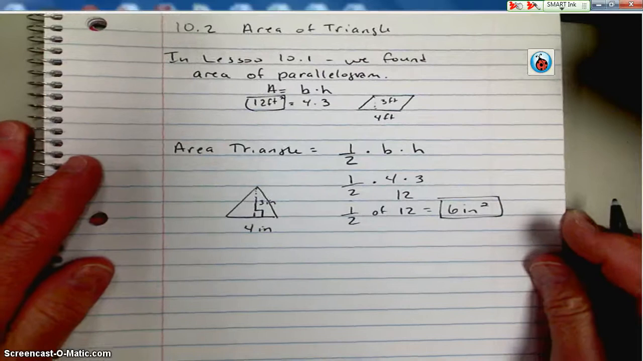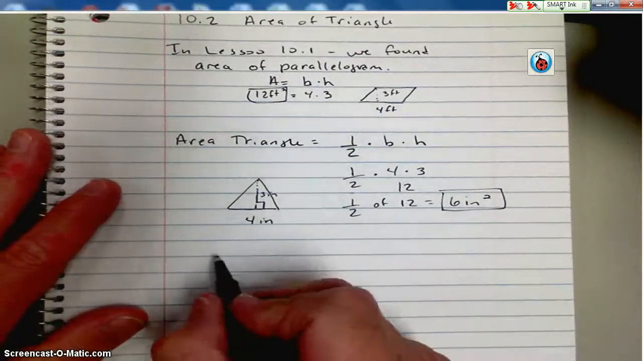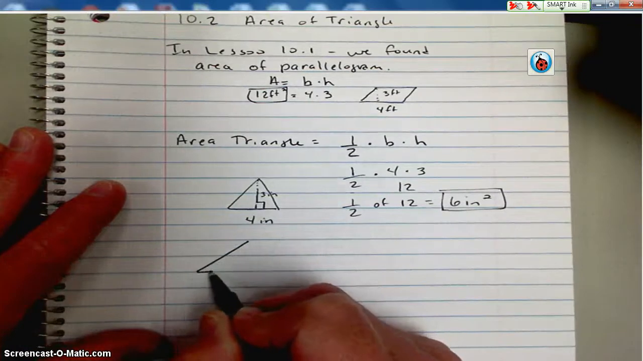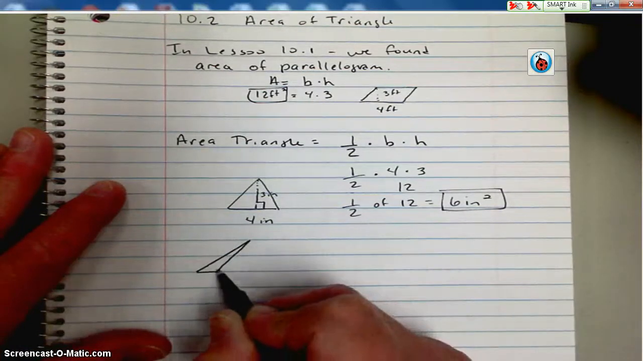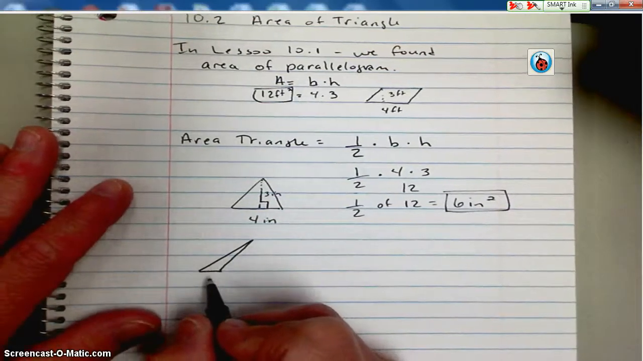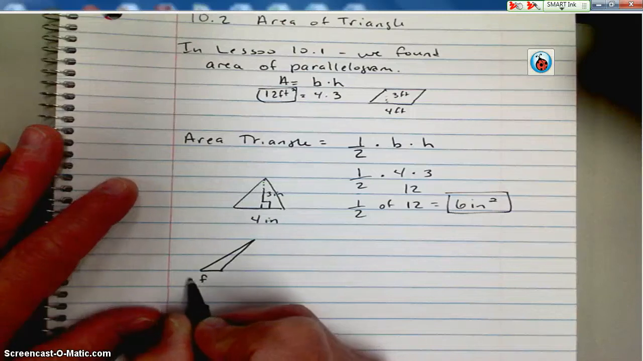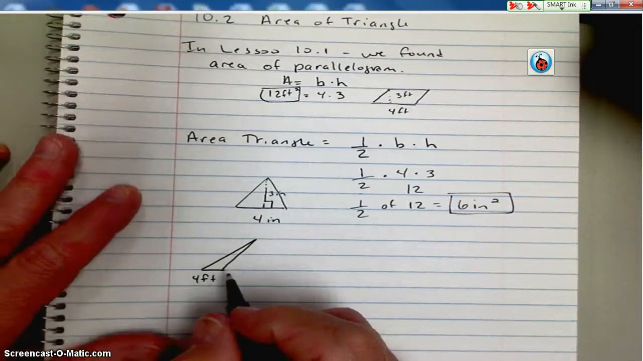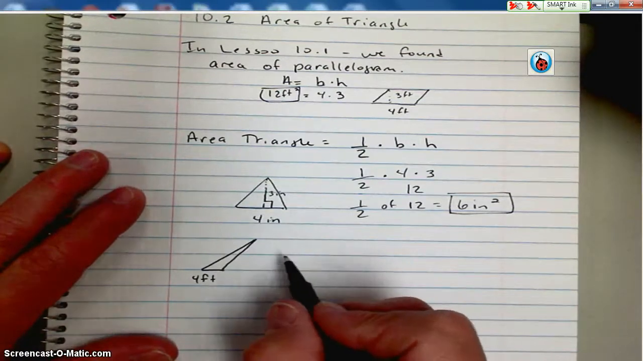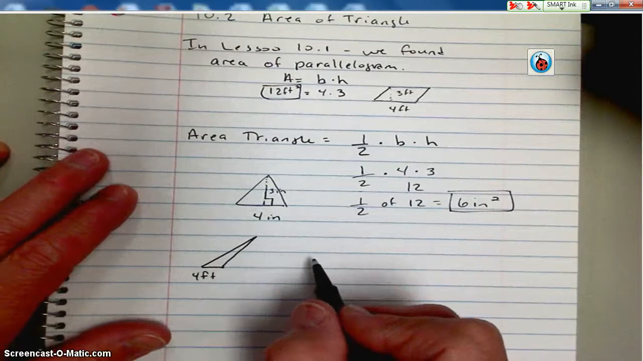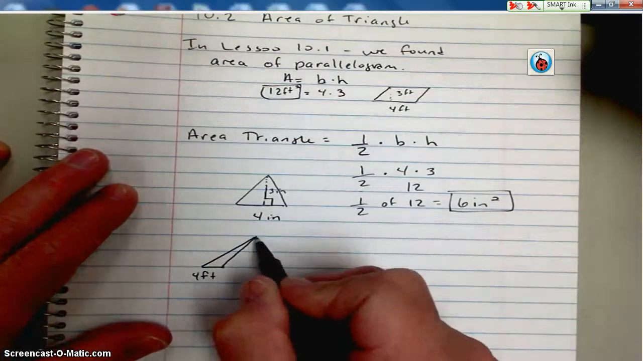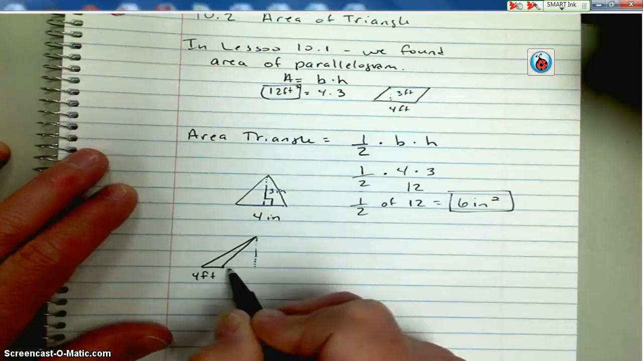Sometimes we have triangles that look a little bit more slanted. So let's say we have a triangle that looks something like this, and we want to calculate the area of this triangle, and we're going to label this base 4 feet. And because it's kind of slanted, the height of this triangle is the perpendicular distance between the base and the opposite vertex. So we're going to say that our height is here.